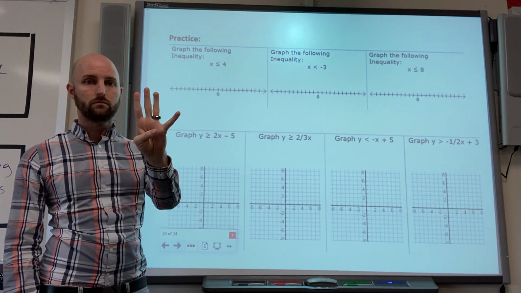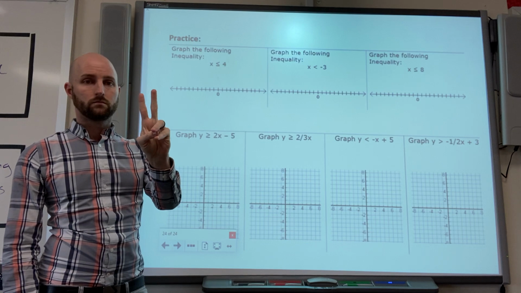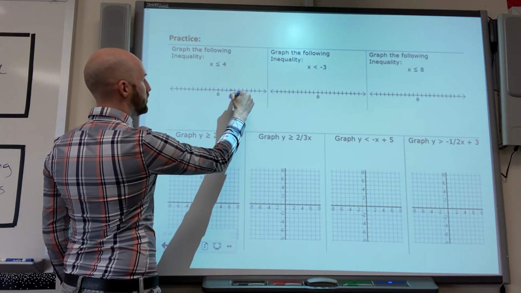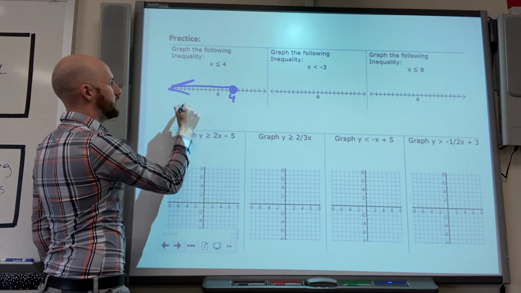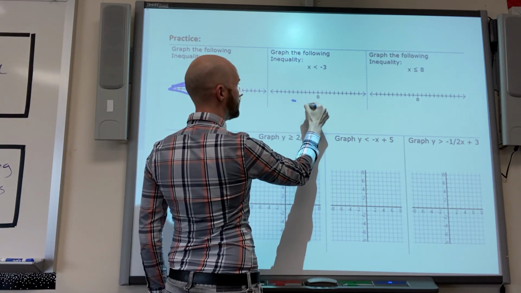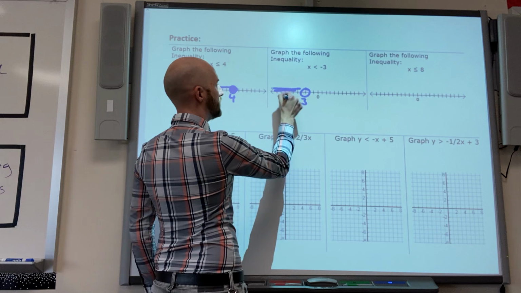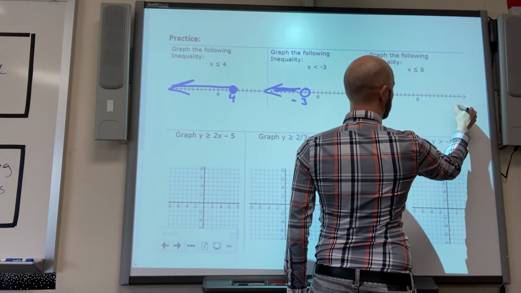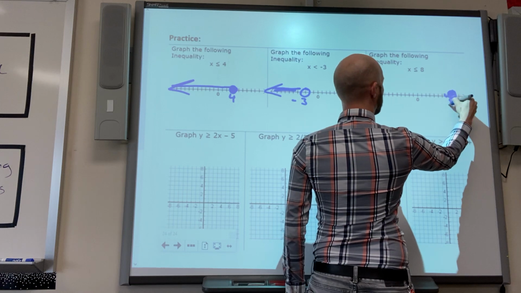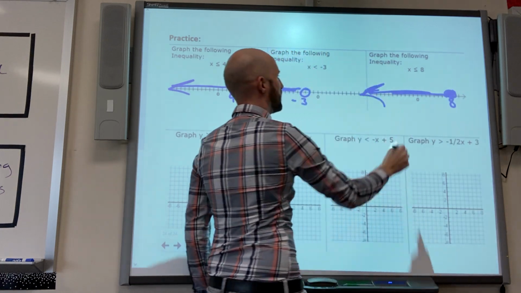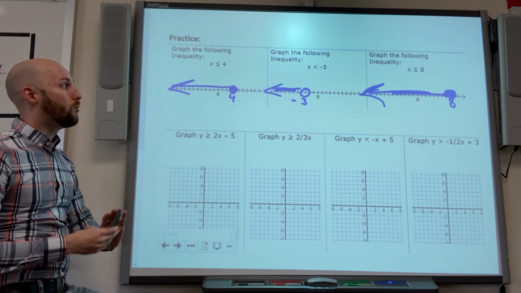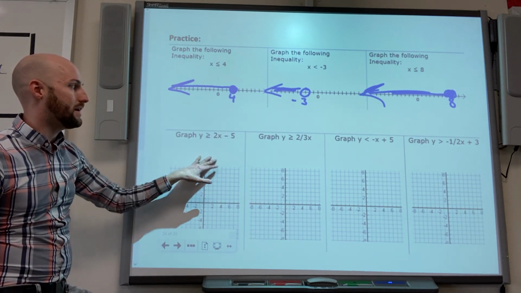So +4, solid, shading. -3, open, shading. +8, solid, shading. All right. Ahora tenemos que entender cómo se hace cuando es mx más b.